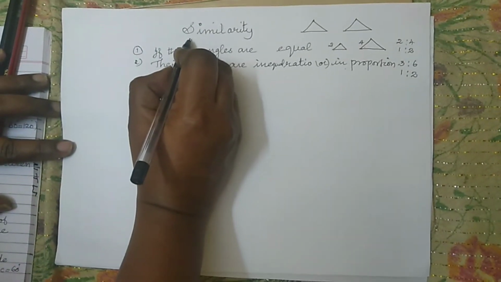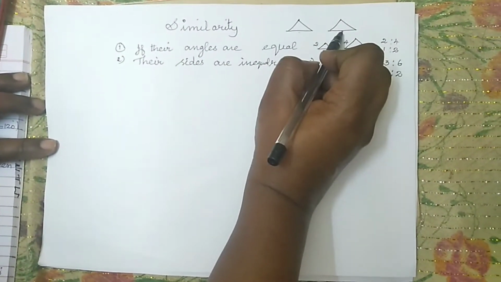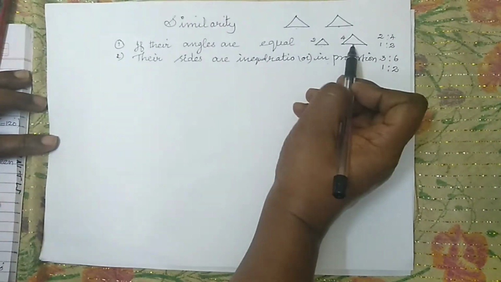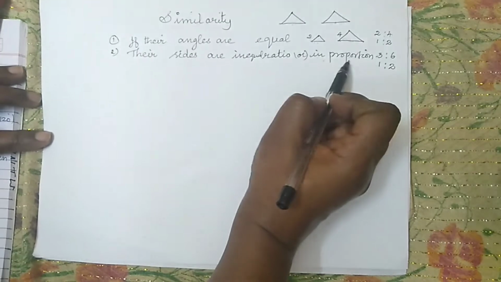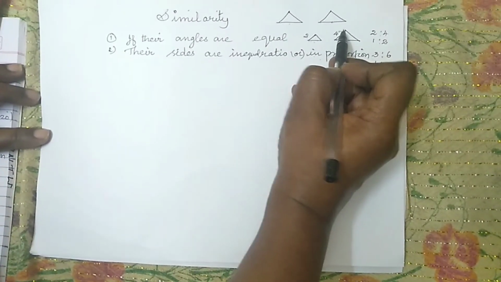Here we are going to see about similarity. These two triangles are similar. Sometimes one will be small and the other will be big. Even these are said to be similar, but they are in some proportion. Say for example, this is 2 centimeter and this will be 4 centimeter.